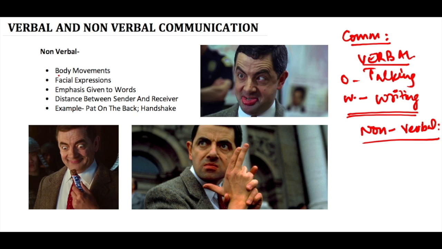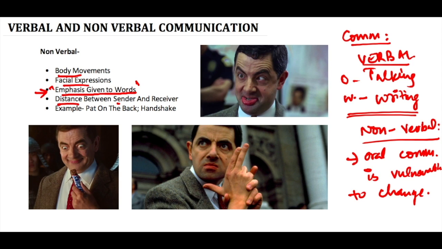Non-verbal includes body movements, facial expressions, emphasis given to words, this is important, and distance between sender and receiver. So these are the four major kinds of non-verbal methods of communication. Which part of non-verbal communication is actually taking place between me and you? The third one, emphasis given to words. By emphasizing certain words differently than other words, I am trying to communicate something different from what others are trying to communicate to you. I'm trying to communicate with you in a different way than I would if it was written.